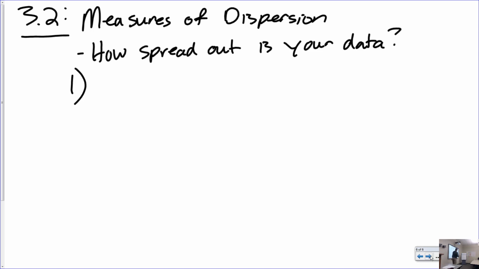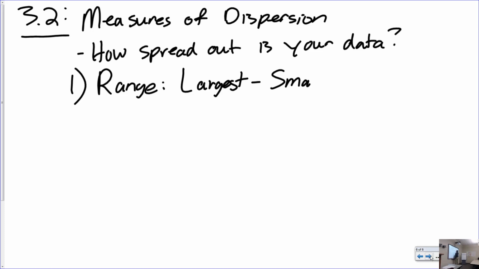The first classic measure of dispersion is the range. How do you find the range of a set of numbers? Big number minus the small number. That's the simplest measure of dispersion that you can get, is just taking the largest minus the smallest. So how else do you think you might figure out how dispersed your data is?